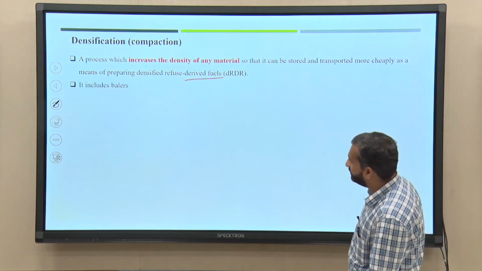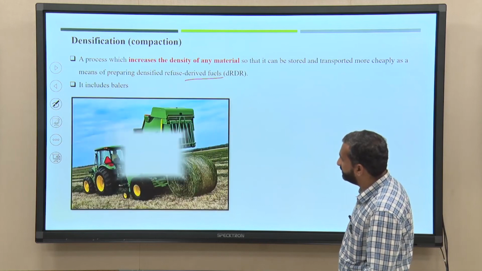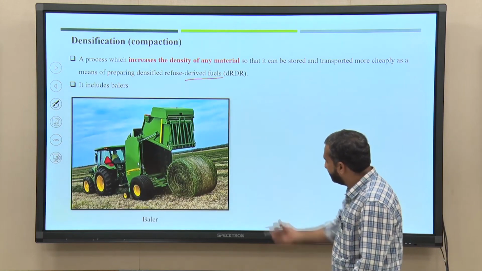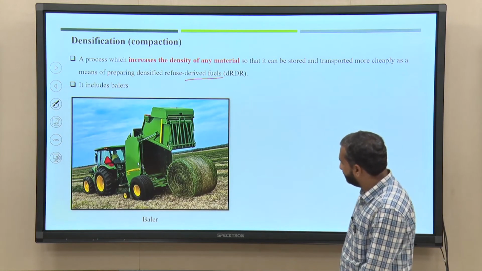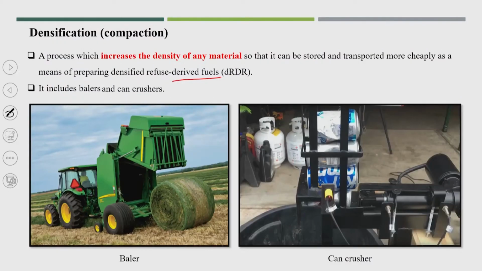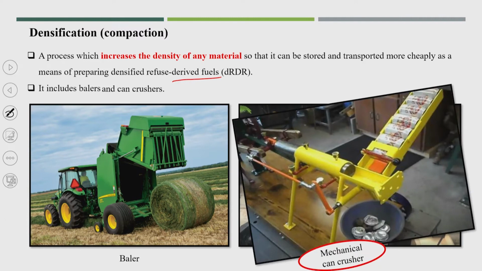It includes the use of different balers, like this one, which is one of the compactors. This is the glass crusher. From that also we can get proper compaction of the entire material. This is another, a can crusher.